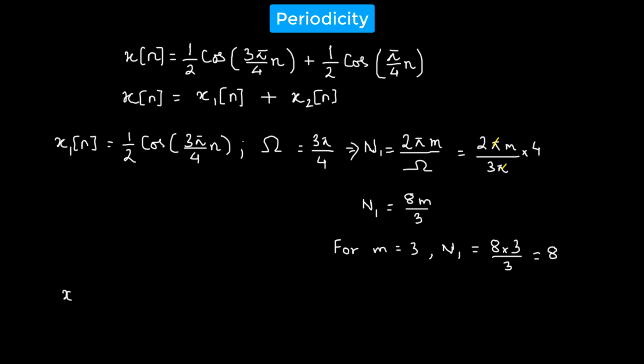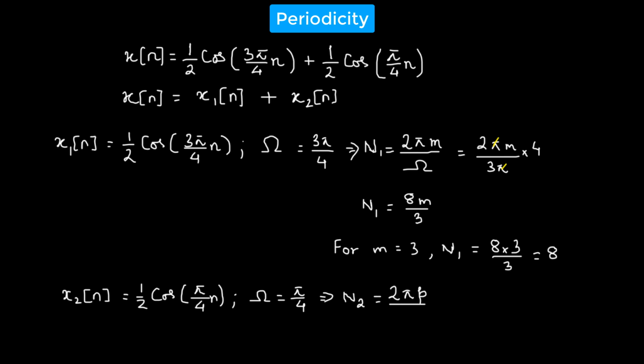Now we come to the second signal, x2 of n, given by half cosine of pi over 4 times n. So here we have the angular frequency equal to pi over 4, and we can find the period. The period n2 will be given by 2 pi p, where p is a different integer, divided by omega 2. The previous one was omega 1.